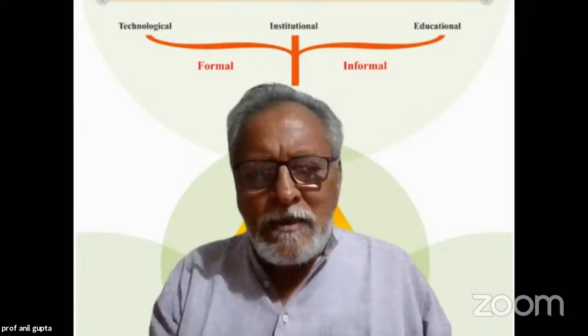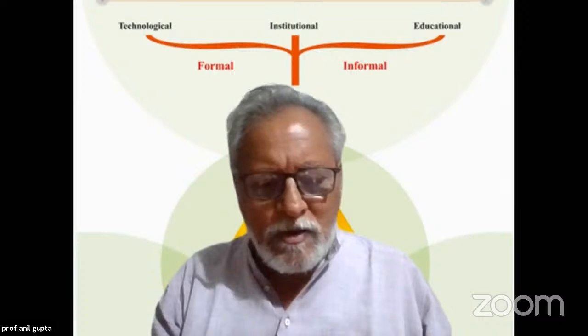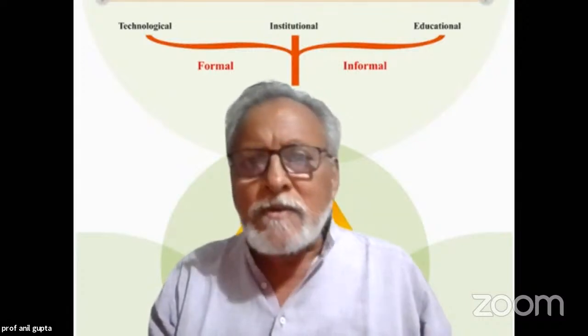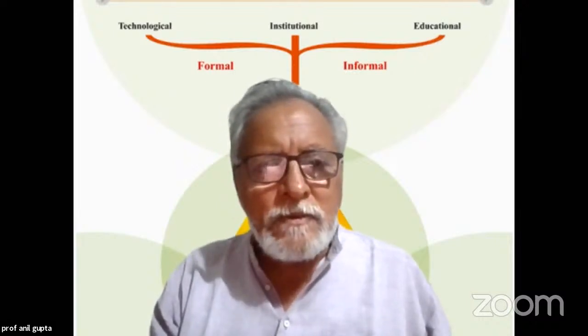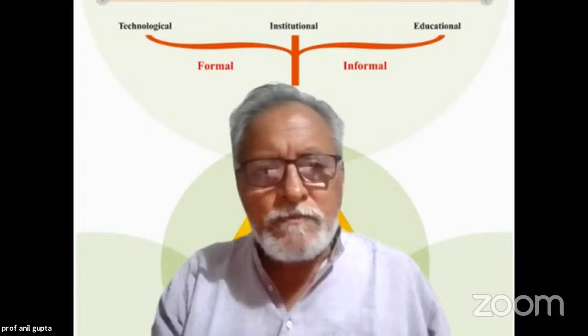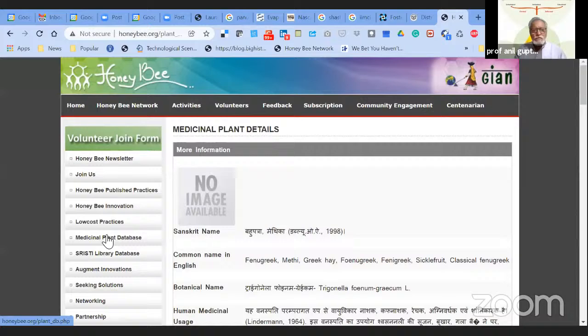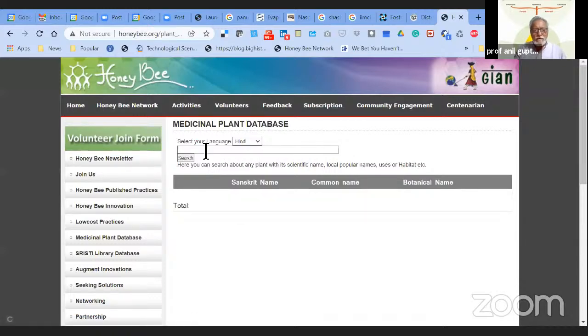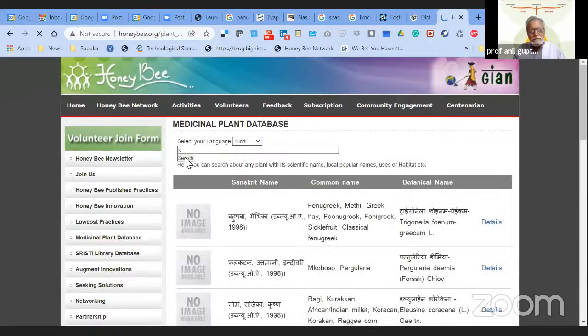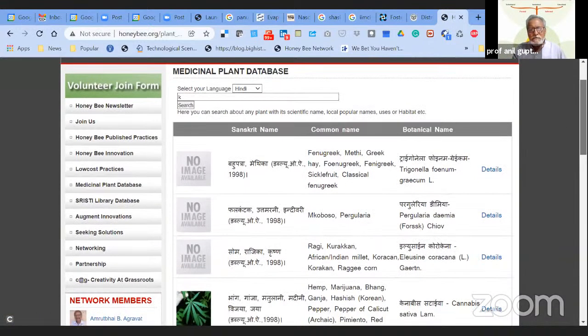So yes, Aman, I just shared this. You go to honeybee.org. Once again, I'll show you. No, wait a minute. This is the one. So you go to the medicinal plant database here, and then you can search the language, Hindi. And then if you have the Hindi keyboard, you can type. So let's say if I type ka, it should come in Hindi. And you will find these plants in Hindi.